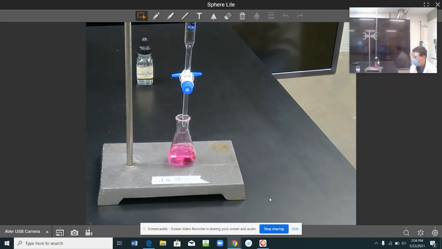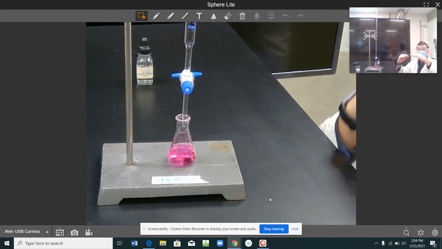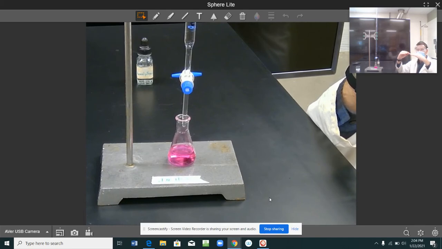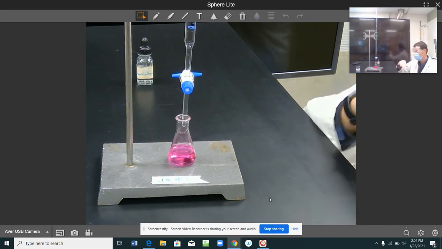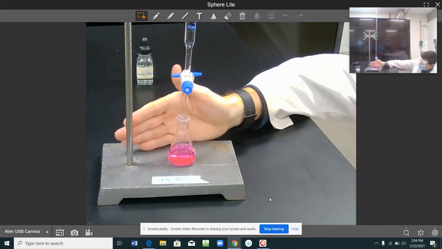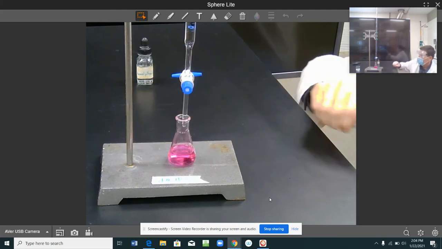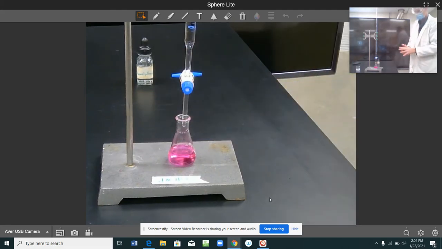It's a little bit darker pink than I would normally accept, but that just means I've gone beyond acid, and now I'm becoming more and more base. Endpoint is where the two neutralize completely. And it'll be a faint pink as soon as you go a little bit beyond the acid, beyond what's there. So that would be the endpoint.